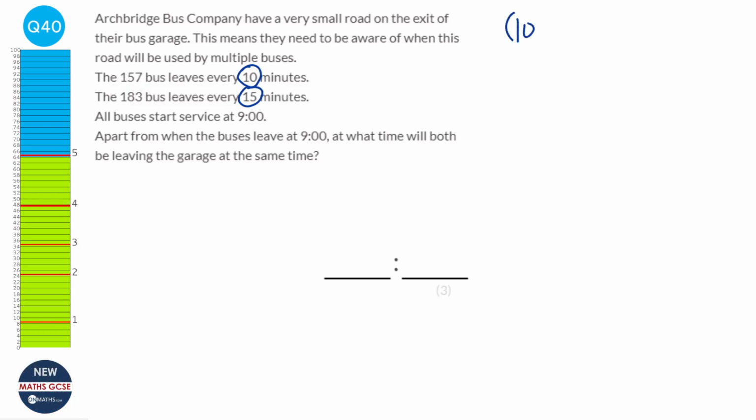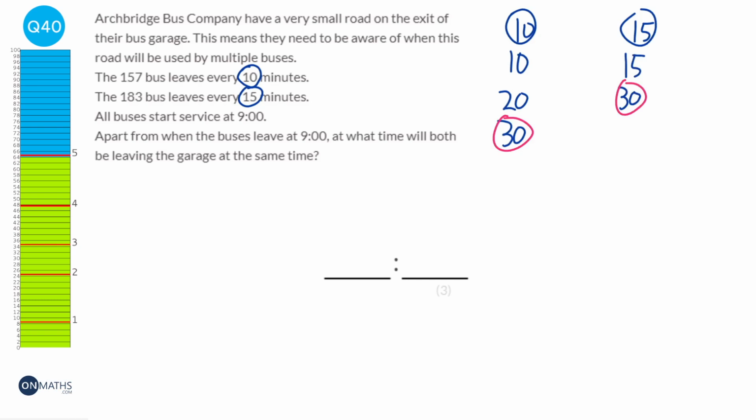So we're going to start off just by doing the 10 and 15 times table, so it'd be 10, 20, 30, and 15 times table with 15 and 30. So the lowest common multiple is 30. So after half an hour, these buses will sync up. They'll both leave at the same time. And all buses start service at 9 o'clock. So it will be half an hour after 9 o'clock, which will be 9:30.